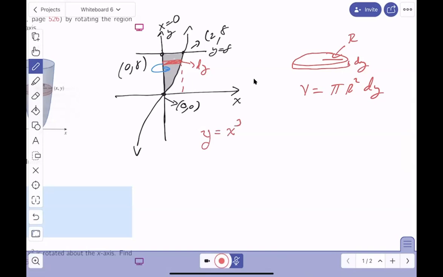All right. So what's the x coordinate? The x coordinate would be the cube root of y. So I'm going to put that in now. The volume of the disk, we're just talking about this disk over here, is pi cube root of y, which is y to the 1/3, squared dy.